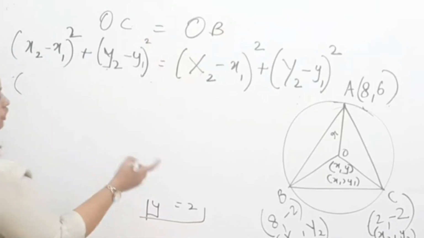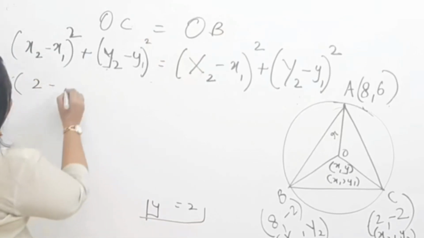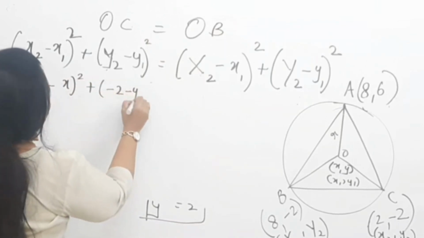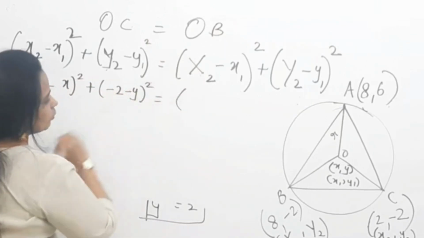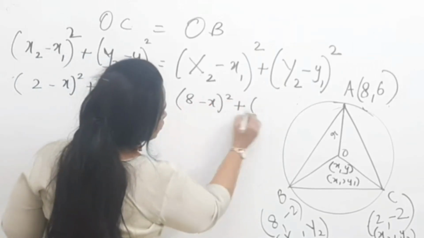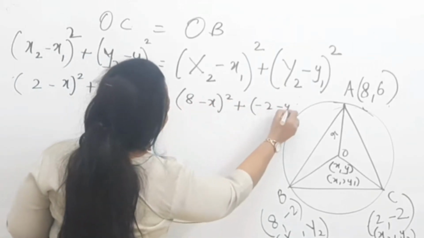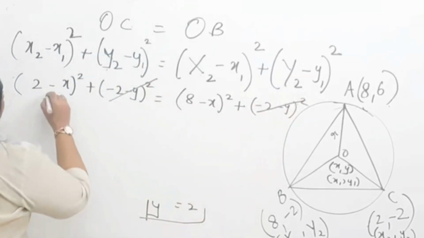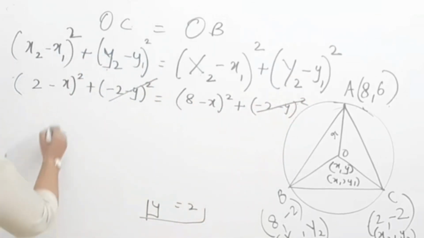Why? Because x2 I have taken it as 2 minus x the whole square plus y2 is minus 2 minus y the whole square is equal to x2 is 8 minus x the whole square plus y2 is minus 2 minus y the whole square. So again this gets cancelled. So this I expand now.